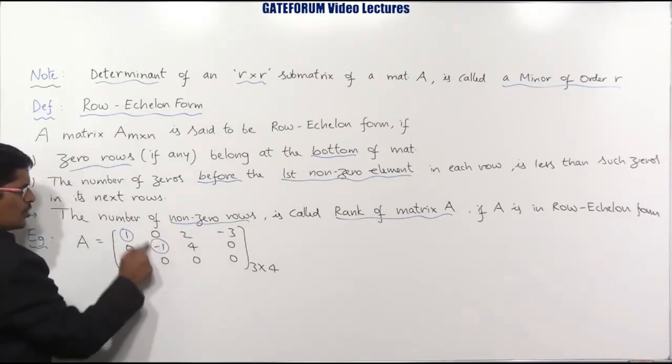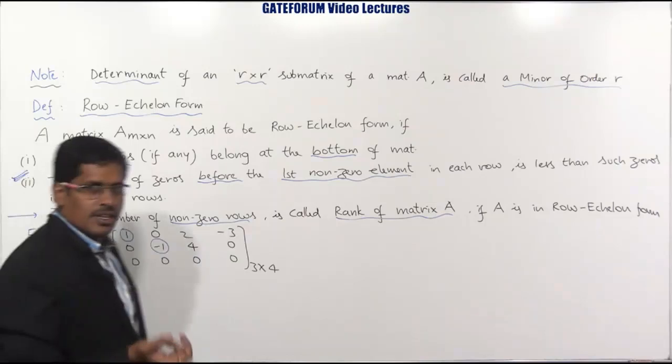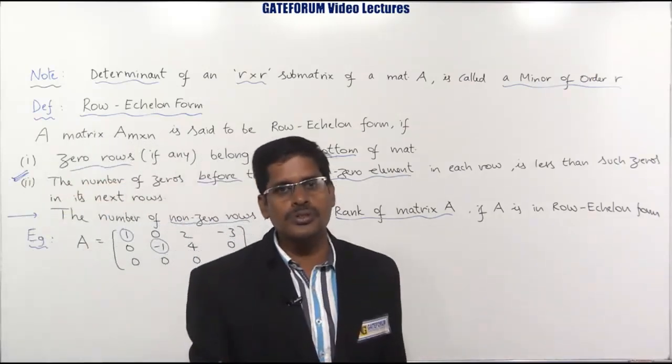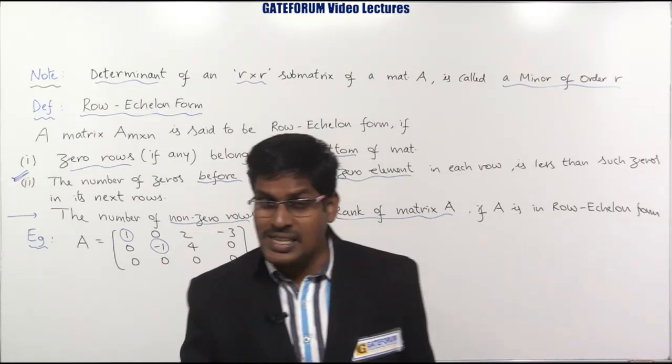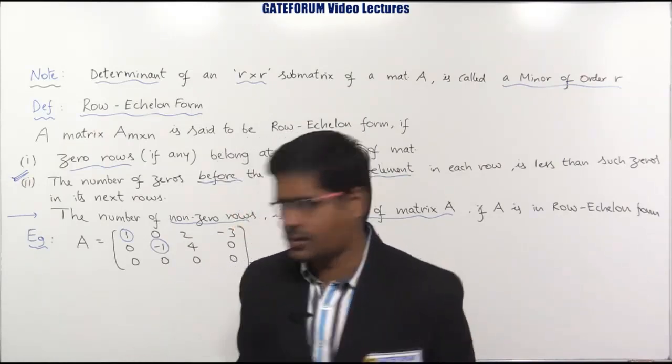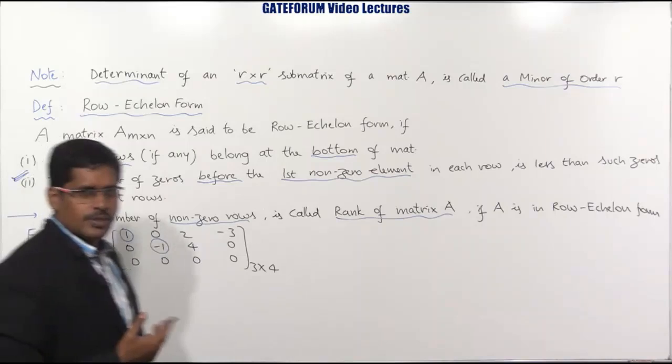This is the first non-zero element. Before that, on the left side, there is 1 zero. In the first row, no zeros; in the second row, 1 zero. Does it increase or not? Does the number of zeros increase from the first row to the second row or not? Next.